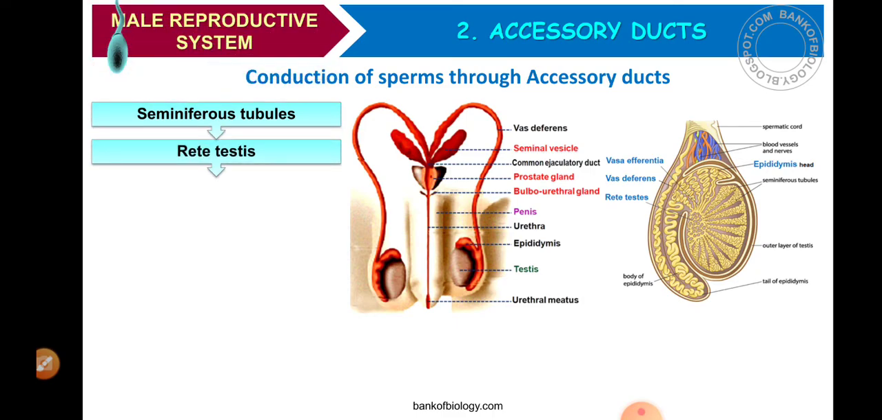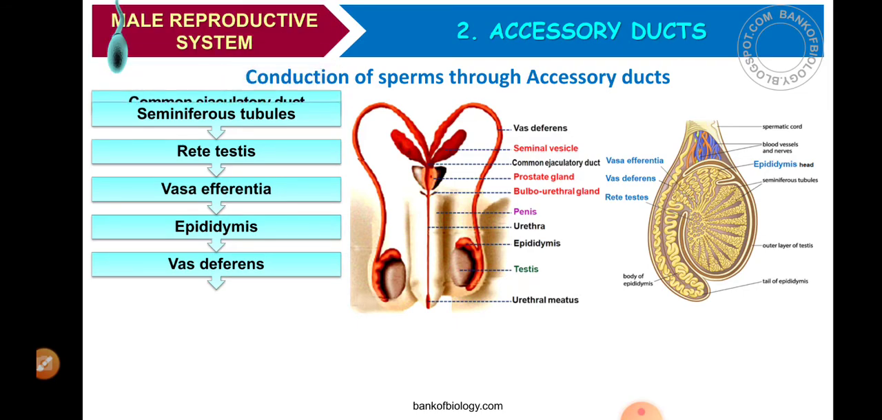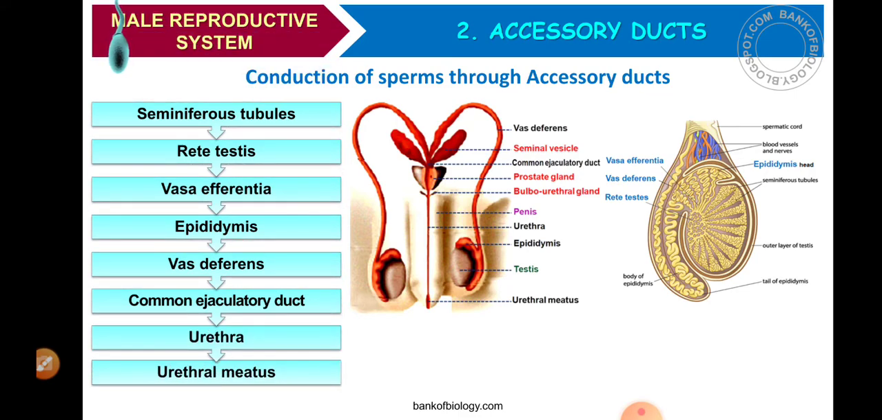Afterward the sperm moves from the seminiferous tubules to the rete testis. Then from the rete testis it moves to the vasa efferentia, and from the vasa efferentia it moves to the epididymis, and from the epididymis it moves to the vas deferens. And then from here it goes to the common ejaculatory duct, and the duct joins the urethra, and from the urethral meatus sperm is released outside the body.